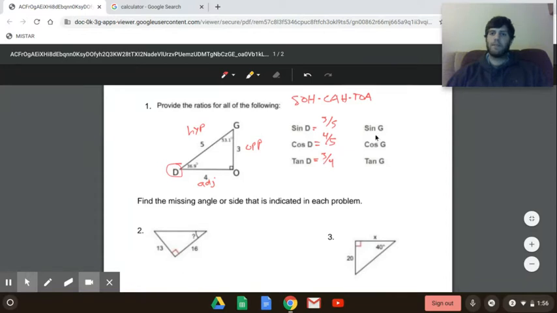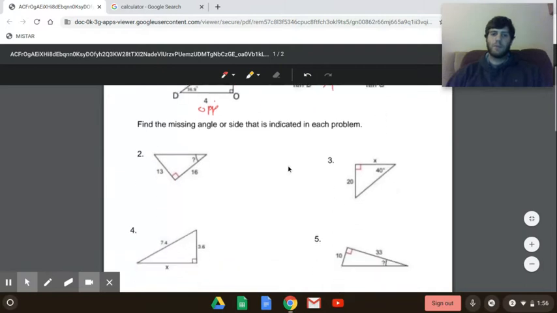All right, and then for the cosine, sine, and tangent of G, we're going to switch. So we're not going to be looking at angle D anymore. We're going to be looking at angle G. Across is opposite, so the 4 now becomes opposite because it's across from the angle we're looking at. Next to is adjacent, so then the 3 is the one that's next to G. So this is going to be adjacent. Okay, and then we would fill in our ratios here. Okay, so that's number 1.